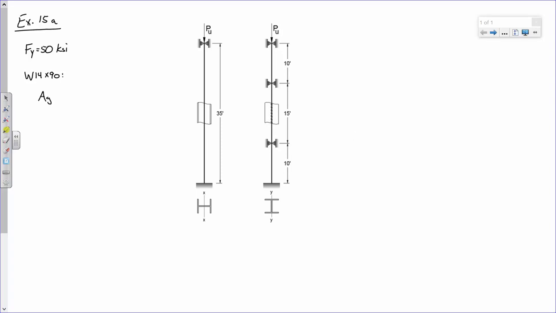We're going to need the gross area. We're going to need Rx and Ry. Let's start off with those. We're going to need two more, but let's just start off with those.